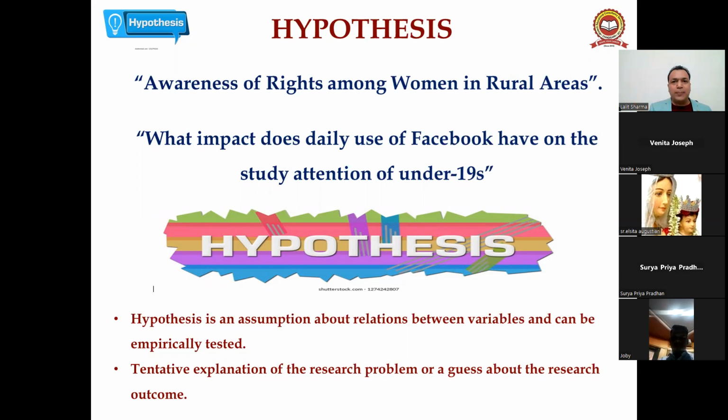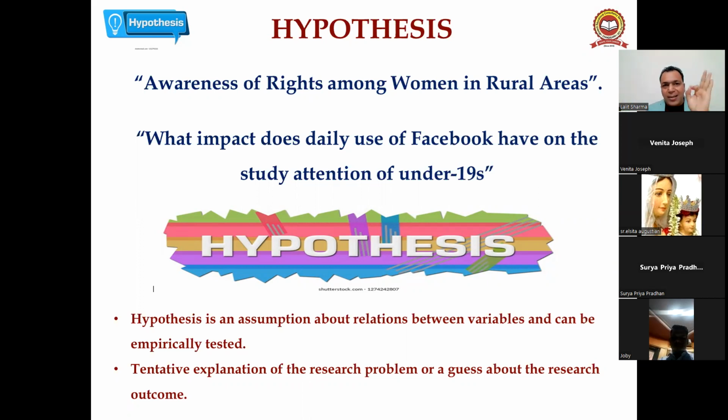You must remember. So read it. Awareness of rights among women in rural areas. Here the variables used are rights, awareness of rights, and rural areas. We are talking about women, so we are using the relationship. You have seen that most women in rural areas don't know they have to cast their vote. After the age of 18, they are eligible for casting the vote. So we can do research on this particular topic.